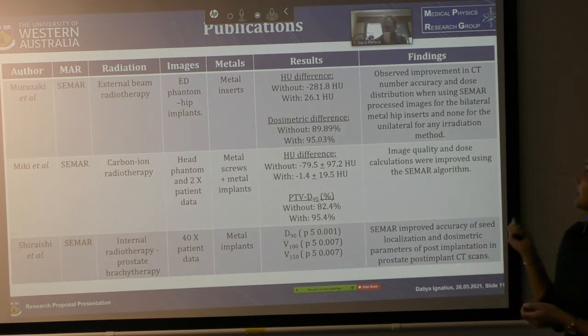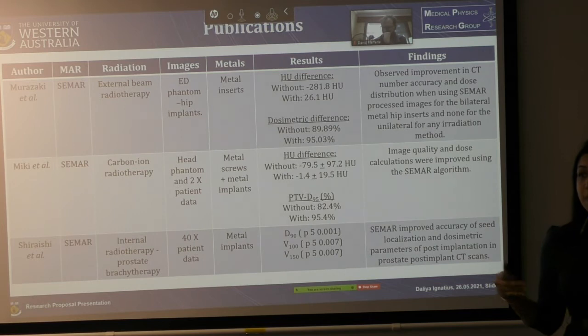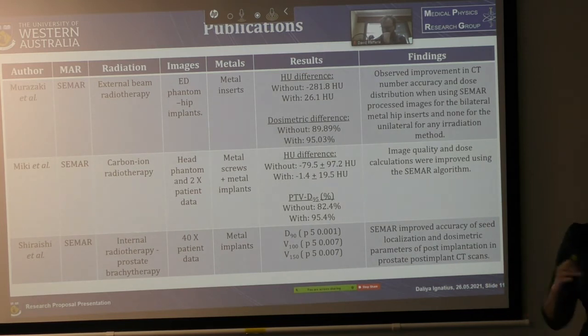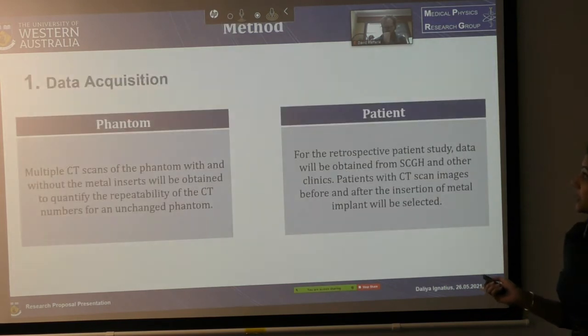And the finding is that the Murasaki paper only observed improvements in CT number accuracy for the bilateral hip case and none for the unilateral implant case for any irradiation method used. So that'll be something that I can improve on as well, possibly.